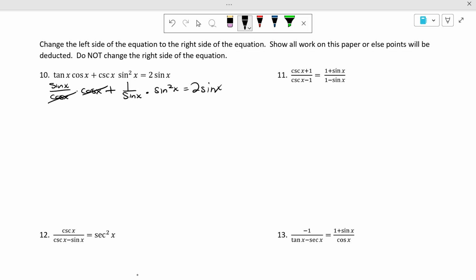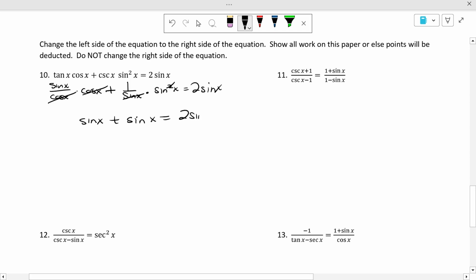The two cosines cancel, a sine and one of these sines cancel, so I get sine of x plus sine of x equals 2 sine of x. So 2 sine of x equals 2 sine of x. Cosecant, I'll change into 1 over sine.